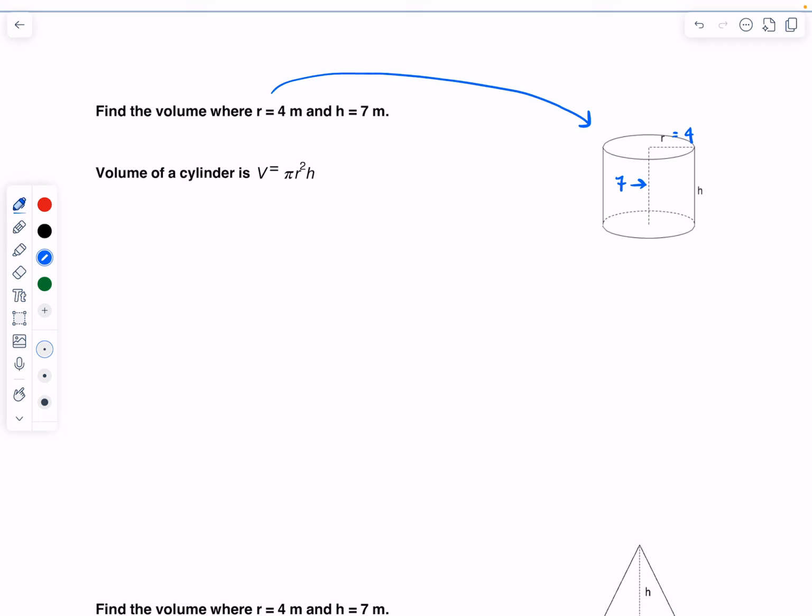Okay, so volume equals pi, the radius is 4, I'm going to square it, and the height is 7. So pi times 16 times 7. So in your calculator, do pi, then times 16, then times 7, in that order. And when I do that, I'm going to have to crunch those numbers there.